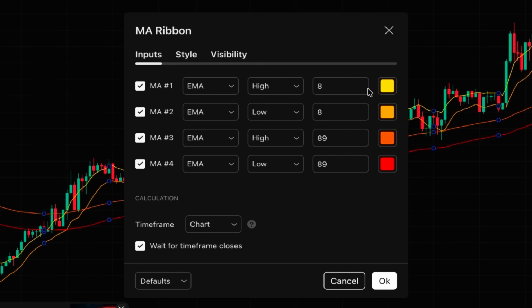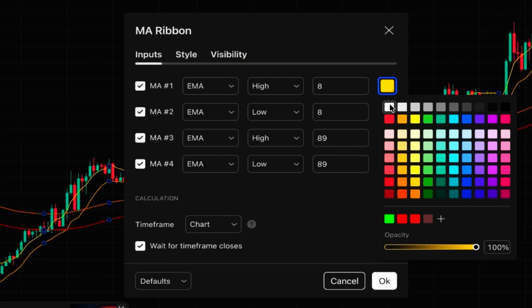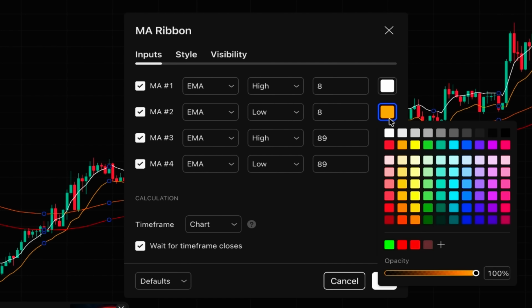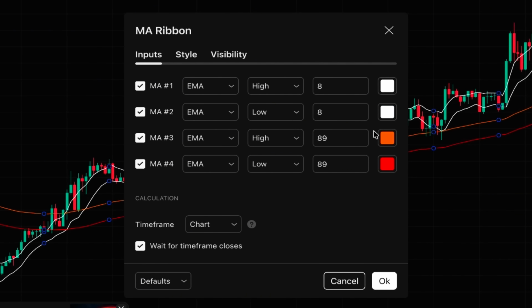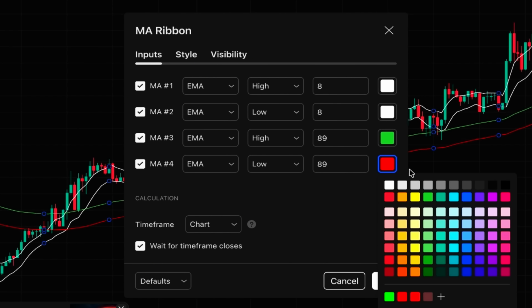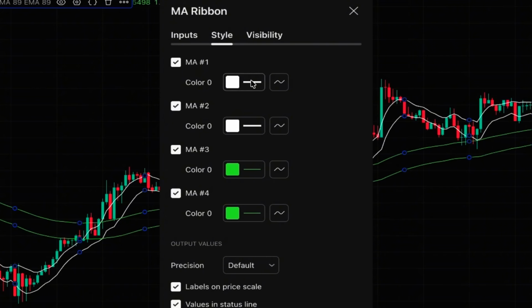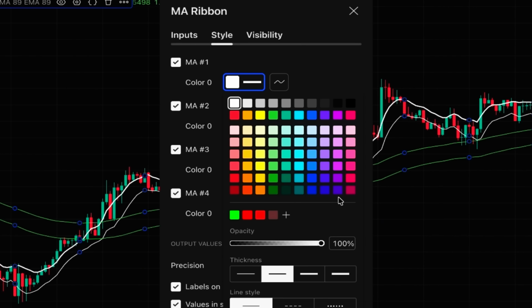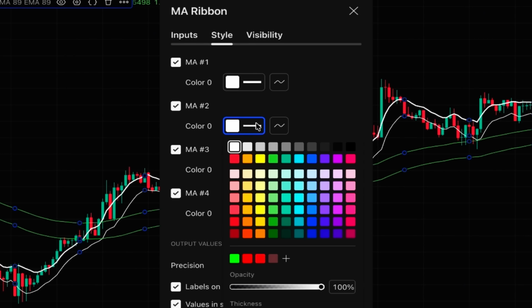Alright, here for the first EMA we set the color to white. For the second one also we set the color to white. For the third one we set the color to green, and this one also the color is green. And finally we go to the style tab and we increase the thickness of the lines so they will be better visible on our price chart.